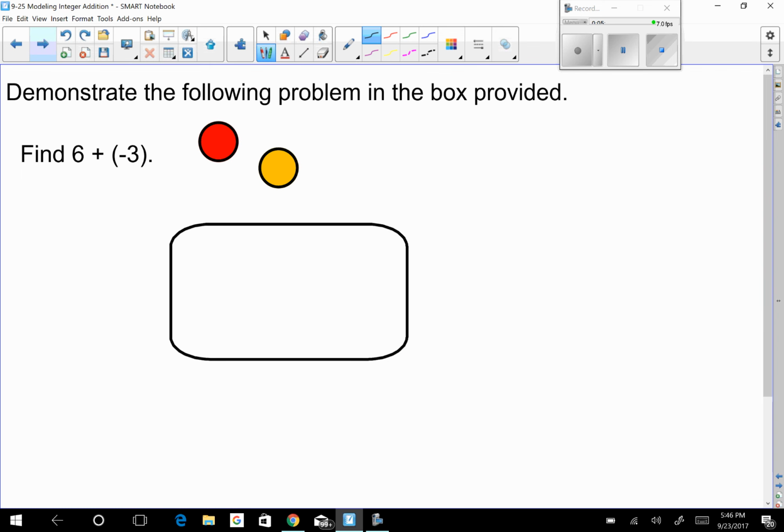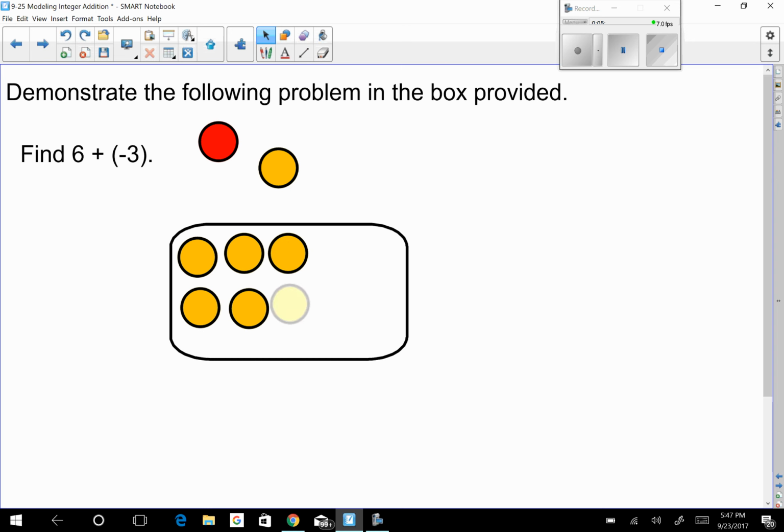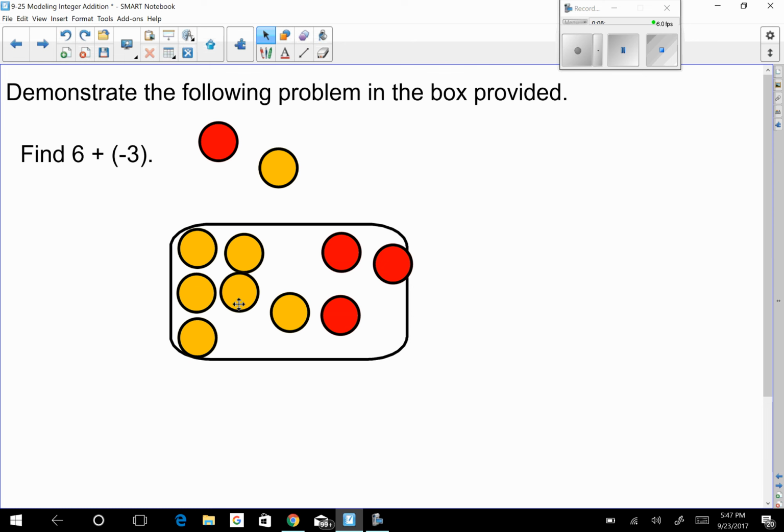So now we'll try this first problem. It says, demonstrate the following problem in the box provided. Find 6 plus -3. So we're going to do 6, which is 6 yellow counters. 1, 2, 3, 4, 5, and 6. And it's going to be together with, remember the plus sign means together with, 3 negatives. So 1, 2, 3. And let me actually rearrange these so you can see it better.